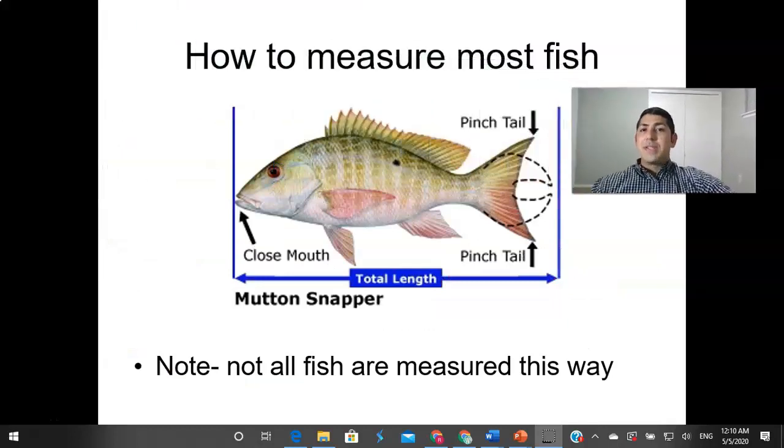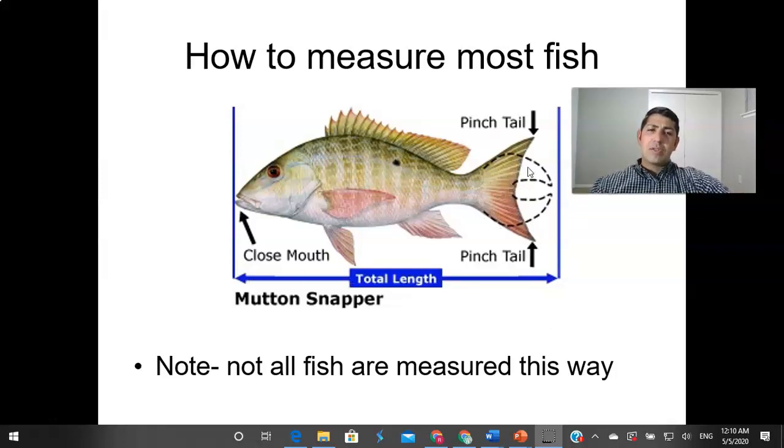All right, measuring fish. Measuring fish is really more dependent on the species of fish, but for the most part, for a lot of the fish that we fish for here in the coastal regions and in freshwater, you put the closed mouth of the fish up to a ruler, and then you pinch the tail, and the very tip of the tail is where you would measure the total length.